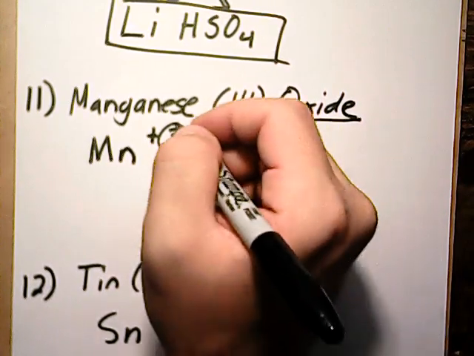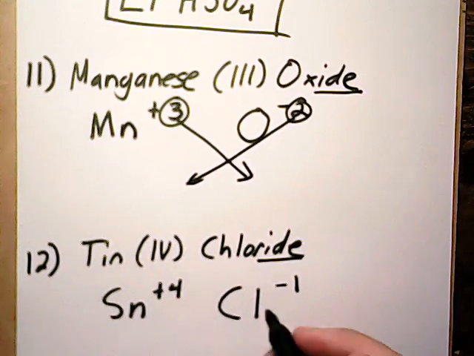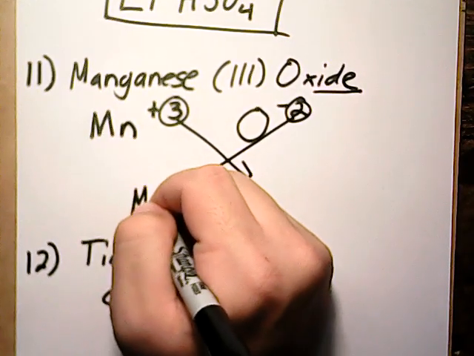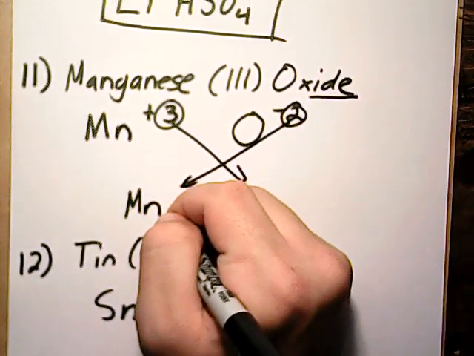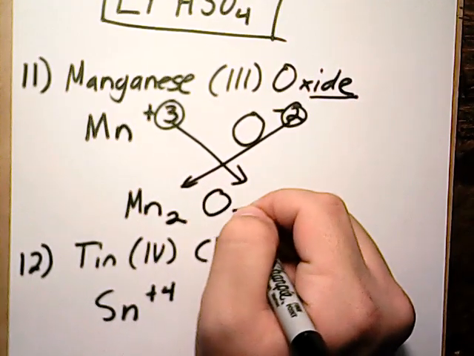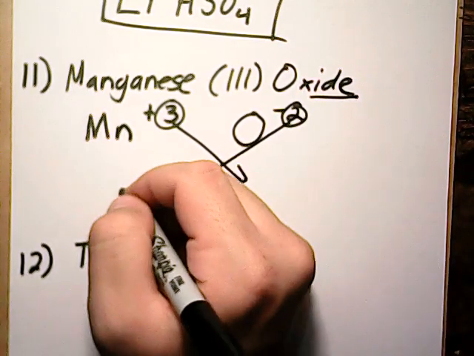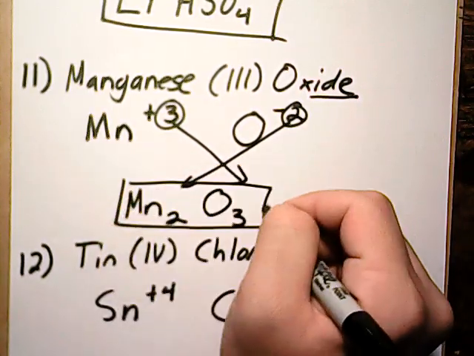Manganese oxide. Crisscross. Mn, 2 comes down here. Oxide is oxygen, 3 goes down here. So Mn2O3, finished.